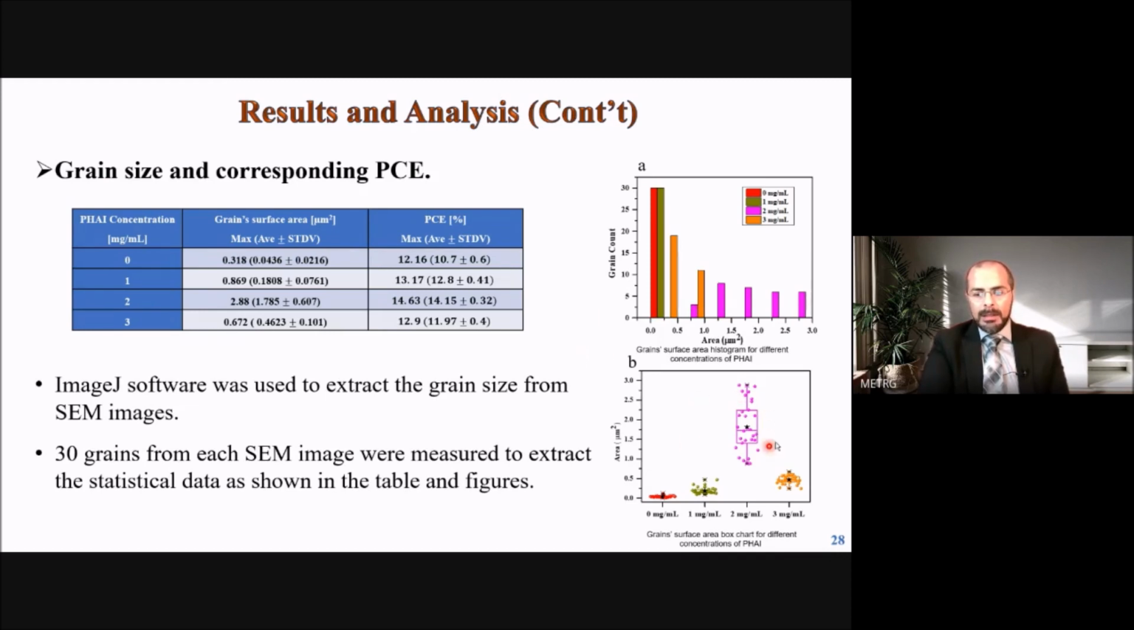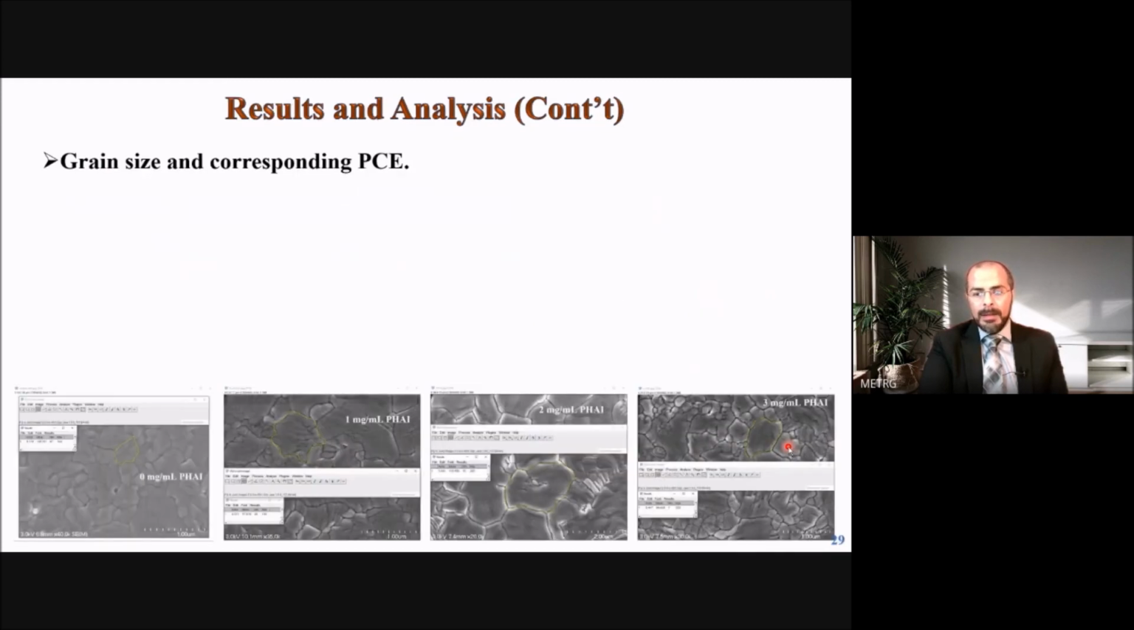And I made the box chart here. It's still the same data, just a different representation. In the box chart I have the mean, the average, the highest point, and the lowest point. You have all the points in that box. The area is on the y-axis and the different conditions are on the x-axis. We see here that the optimal condition has the highest surface area.